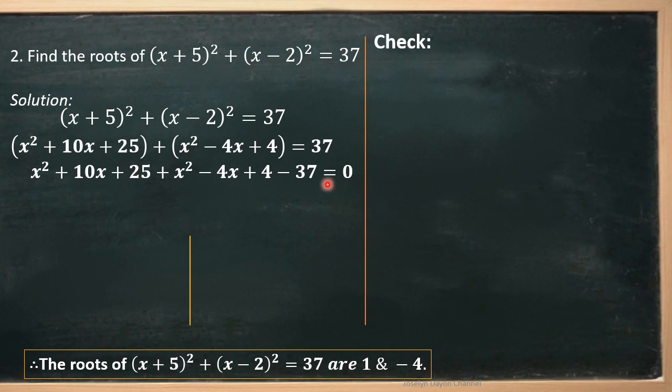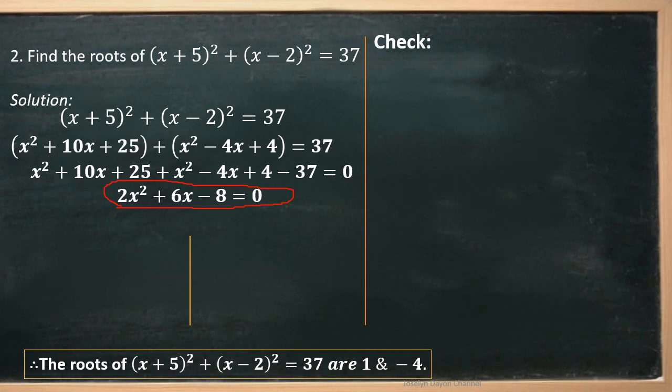Now we are going to combine terms that are similar. So we have x² and x². The answer is 2x². Next, we can also combine 10x and negative 4x. The answer is 6x. Lastly, we have to combine the constant terms. So we have 25 plus 4 is 29 minus 37. The answer is negative 8 equals 0. If you have observed, the given equation is already in the standard form: 2x² + 6x − 8 = 0.